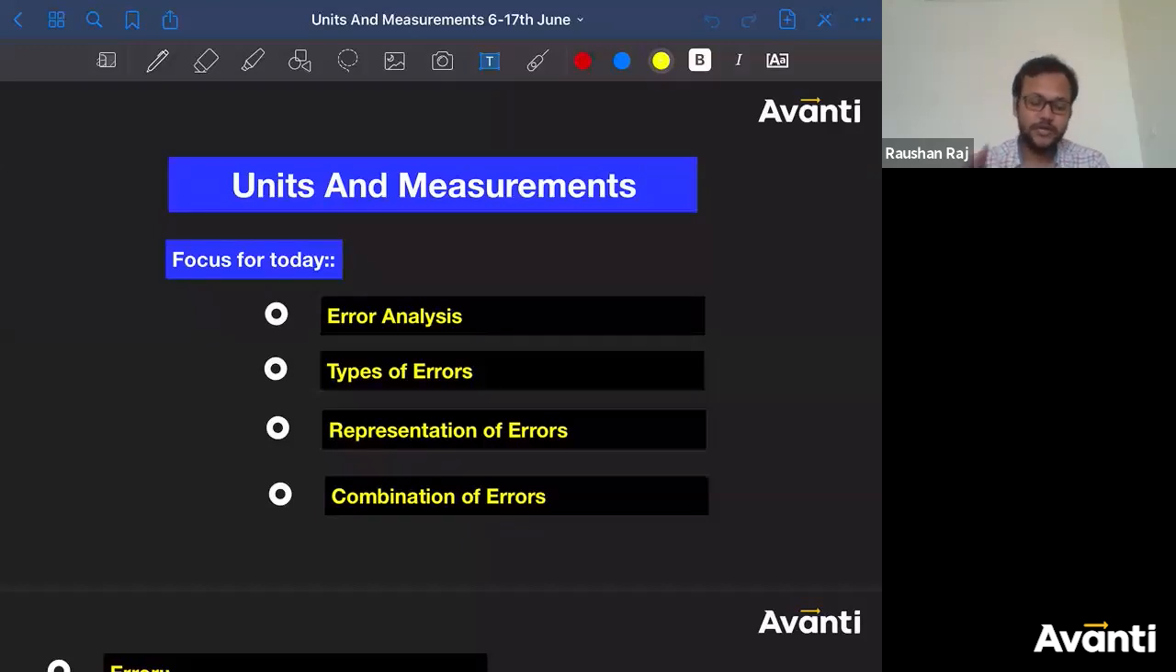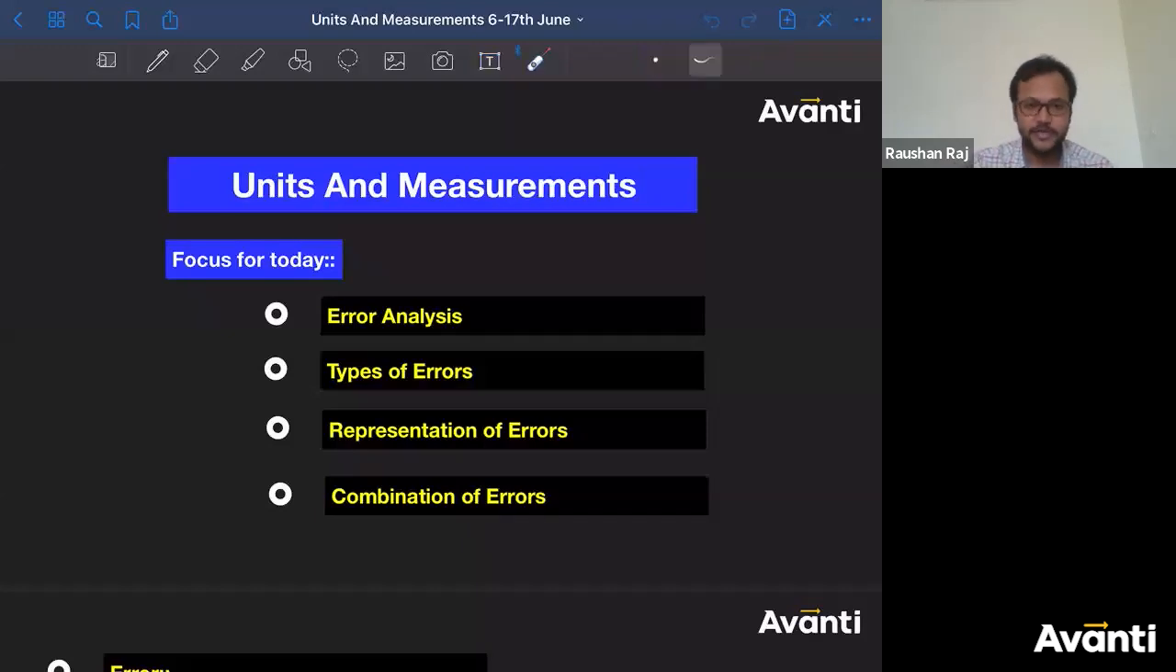How can we measure those quantities? During measurement, we observe that every time there will be some kind of error that will appear. So what are the types of error that will come? How will the errors propagate if you add or subtract two physical quantities, or if you multiply or divide, how will the combination of error be propagated? These things we are going to study in error analysis.